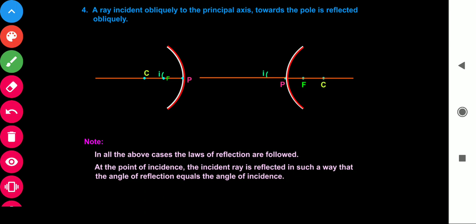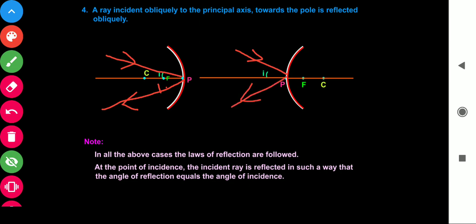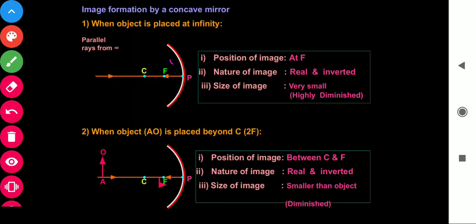The last rule that may be used is whenever the light ray comes in this way to the pole, then it will reflect with the same angle. Here also this is the incident ray, and the ray comes to the pole, this also goes back. Now we will draw the diagrams one by one. One by one we will take, first from concave mirror. Here first understand the positions.